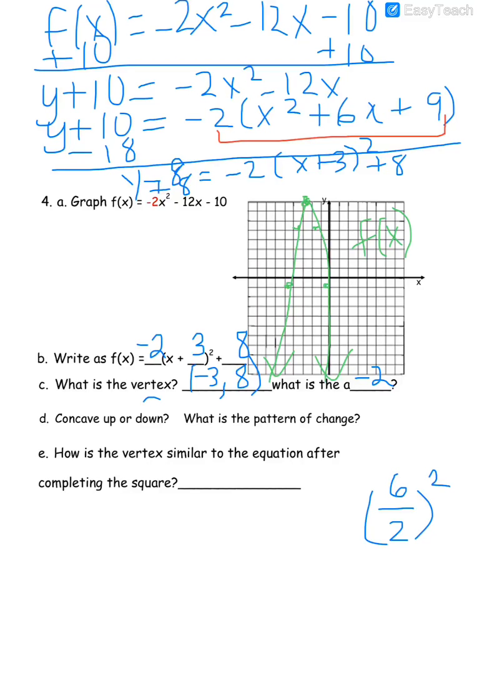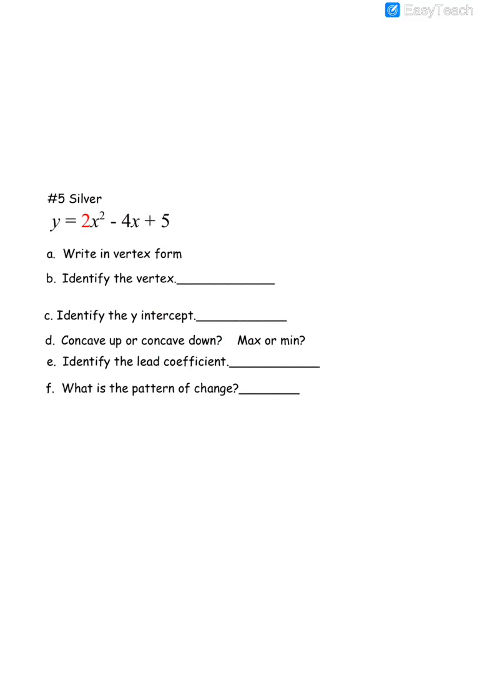Is it concave up or concave down? This time it is down. What is the pattern of change? We talked about that earlier. If you want to, you can put negative signs in front of it just to show it's down 2, down 6, down 10, just because the lead coefficient is negative 2. How is the vertex similar to the equation after completing the square? It's the opposite x, same y, or as I like to remember, inside lies and outside tells the truth. Let's move on to the next one.